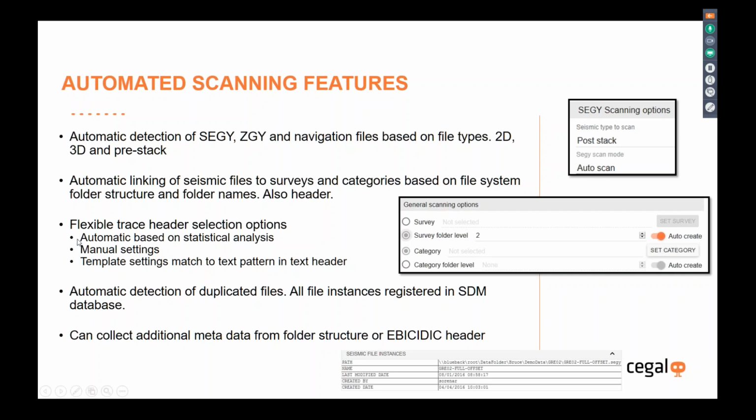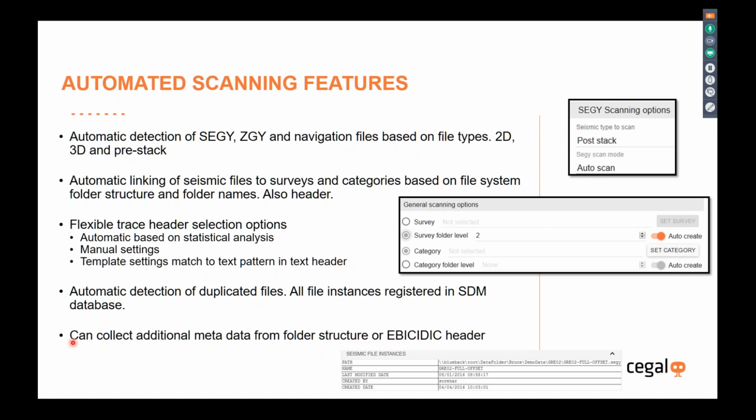As I mentioned, we also have these options to scan the data, so you can rely upon the automatic scanner, which uses the library of predefined templates, but you also have the possibility to define your own templates for scanning some datasets which may have a peculiar setup. The SDM also automatically detects duplicate files. It will give you a nice clean catalog of the unique seismic datasets, but keep a record of where these are duplicated on your file system.